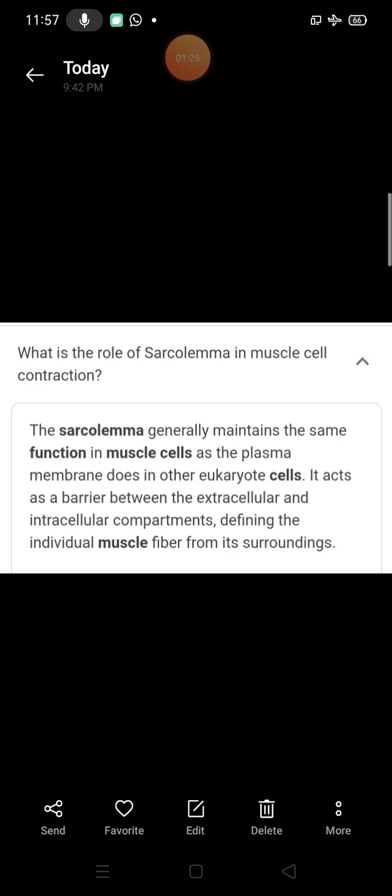Our next question: what is the role of the sarcolemma in muscle cell contraction? The sarcolemma generally maintains the same function in a muscle cell as the plasma membrane does in other eukaryotic cells. It acts as a barrier between the extracellular and intracellular compartments, defining the individual muscle fiber from its surroundings.